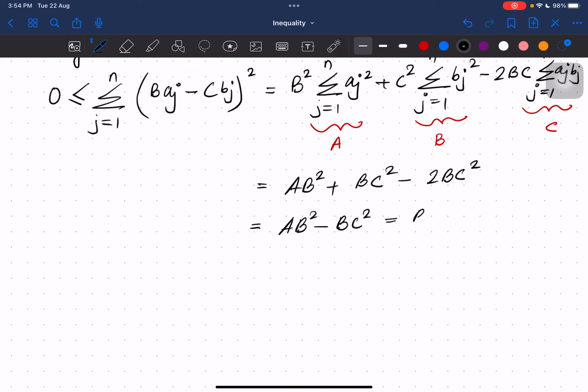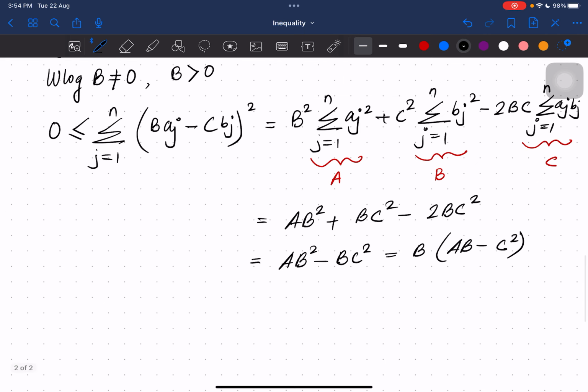and if we take a common B, then we get B times (AB minus C squared). Since B is positive, we must have AB minus C squared greater than or equal to 0, and our required thing follows. So C squared is less than or equal to AB.